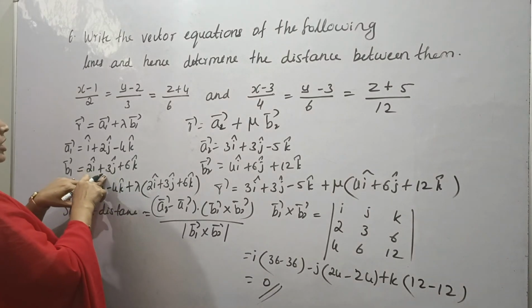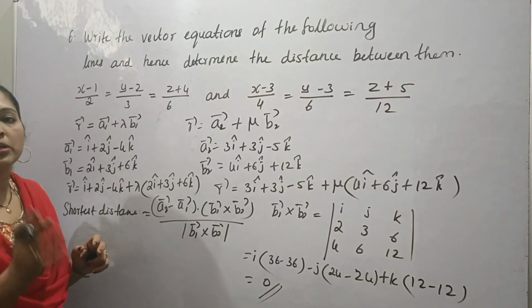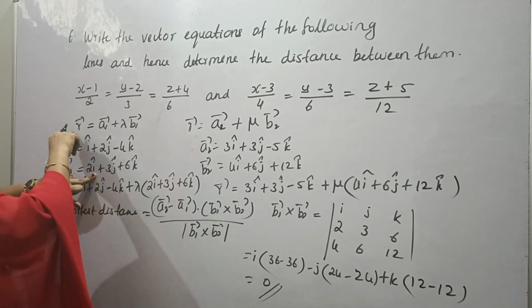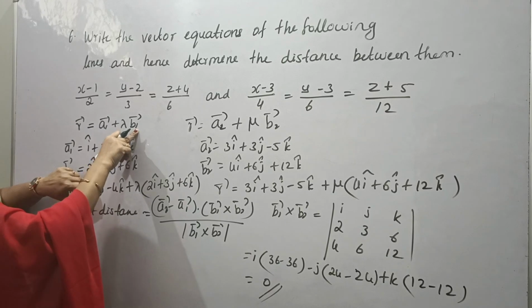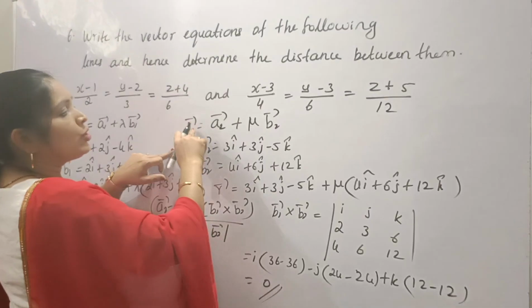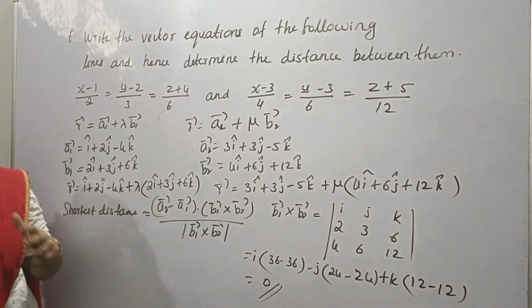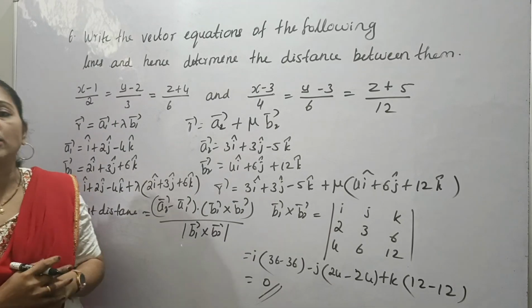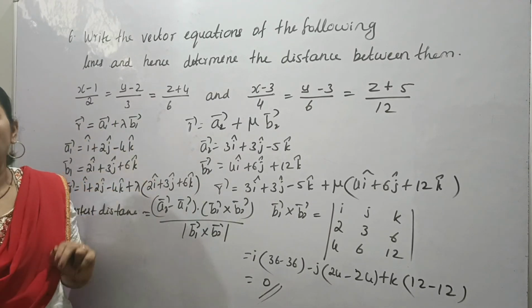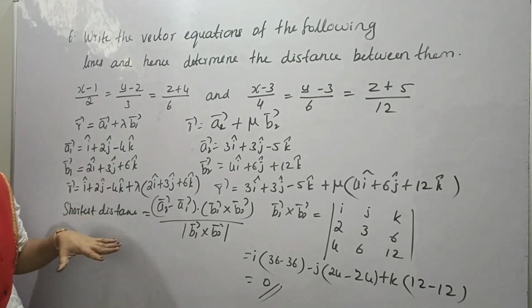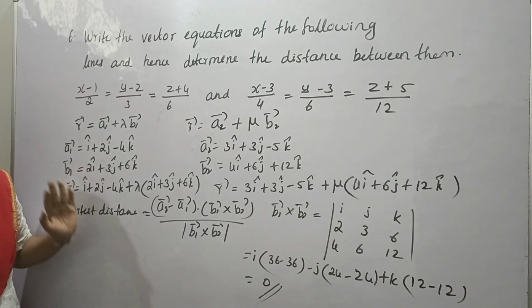Here we cannot say these two lines are intersecting. Why? Because vector b1 and vector b2 are parallel. This line is parallel to vector b1, and vector b2 is parallel to the other line, and vector b1 is parallel to vector b2. Therefore, these two lines are not intersecting. Therefore, we can say these two lines are the same line, because shortest distance is equal to 0.